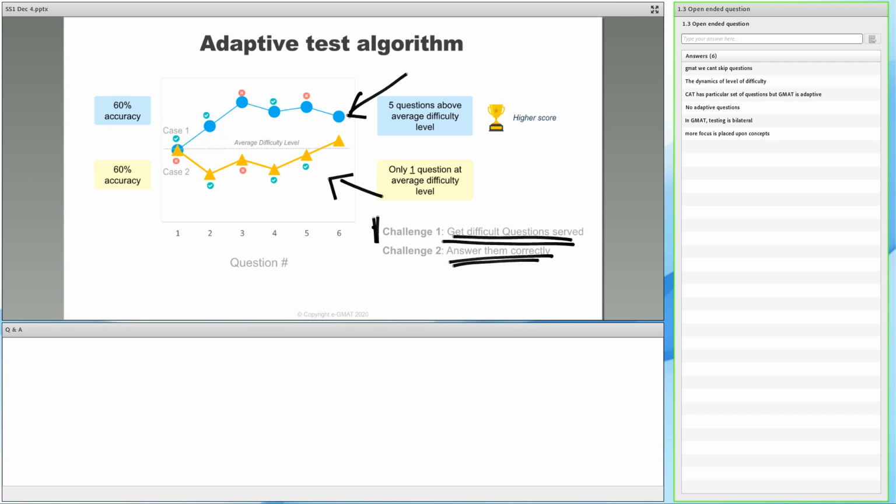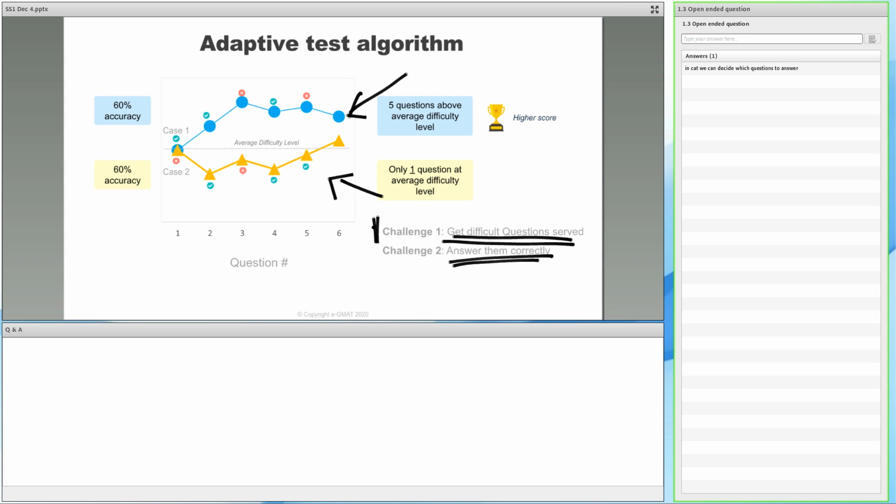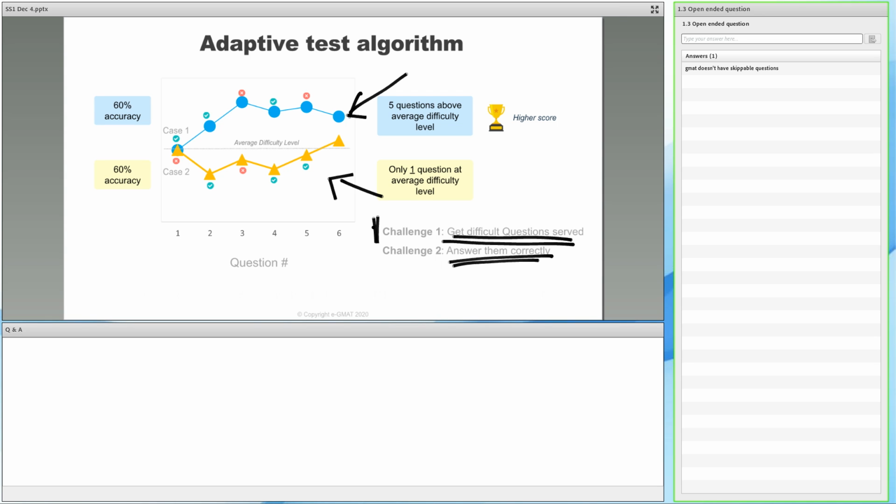The dynamics of level of difficulty, good. The testing is bilateral. CAT's more formula intensive. CAT's dependent solely based on accuracy. Yes. So when you look at the CAT, which is an Indian entrance exam for B schools, or you look at the GRE, what you have is a bunch of questions that are given to you.